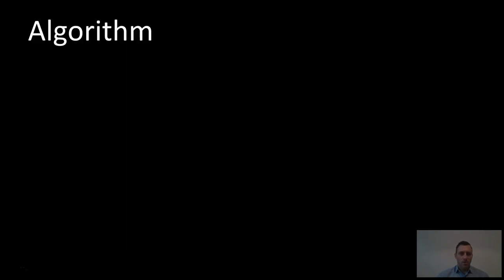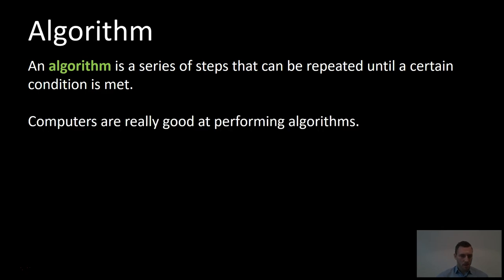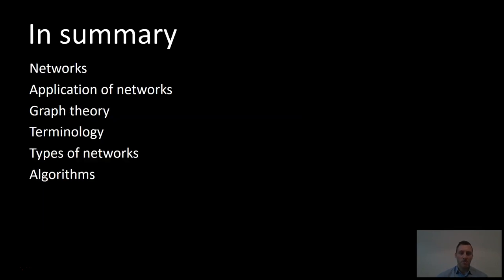In this unit, we use what is referred to as the word algorithm. You may have heard it before. It sounds technical, but it really isn't. An algorithm is a series of steps that can be repeated over and over until a certain condition is met. Computers are really good at performing algorithms, and that might be why you've heard the term before. We can apply a number of different algorithms to networks in order to solve problems. In this topic, we'll look at a number of different algorithms.